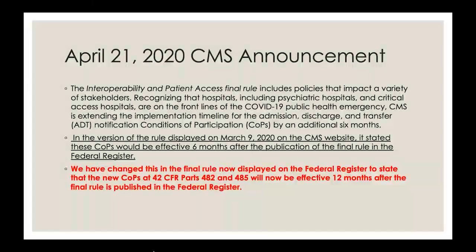So on April 21st of this year, CMS made an announcement, and they indicated that both CMS and ONC actually have changed the final rule now displayed on the Federal Register to state that the new COPs, and those are conditions of participation, will be extended for an additional 6 months. So now we have 12 months after the final rule is published.